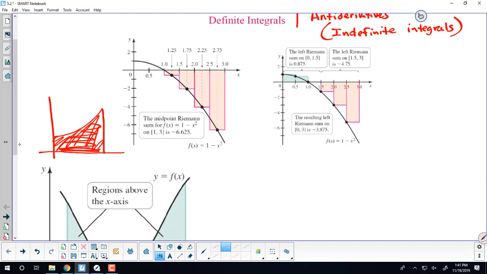And depending on where we looked at that particular function, it looks like it's 1 minus x squared. That's just on the interval from 1 to 3. All of that area is negative or below the x-axis. If we looked at the interval from 0 to 3, we would have some area above and some area below. So if we're going to think about what's the total area, it's the area that's above minus the area below. And what that gives us is a net area.